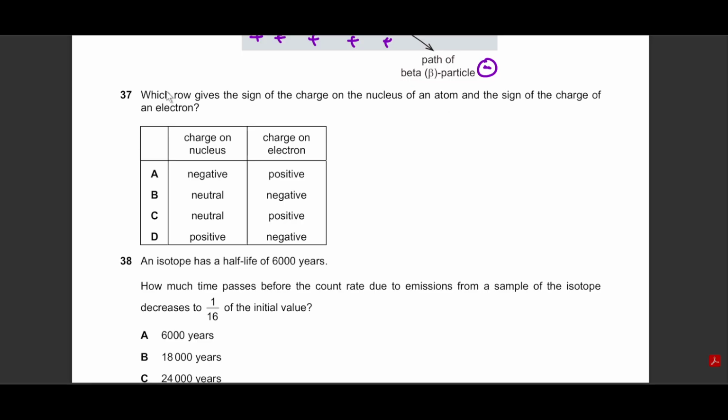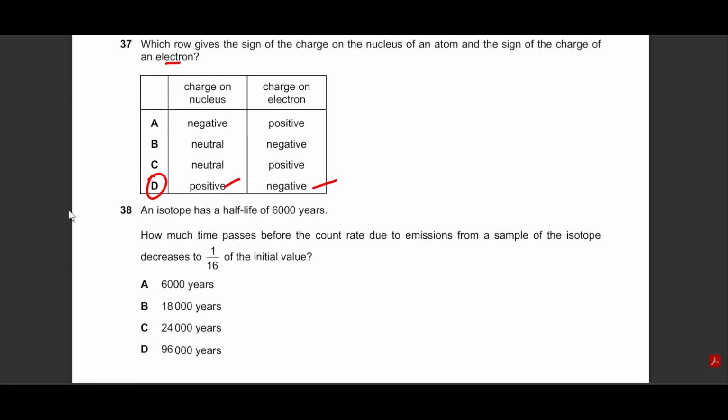Question number 37, very simple. It says the charge on the nucleus is positive because of protons, and it's negative due to electrons on the outer shell.